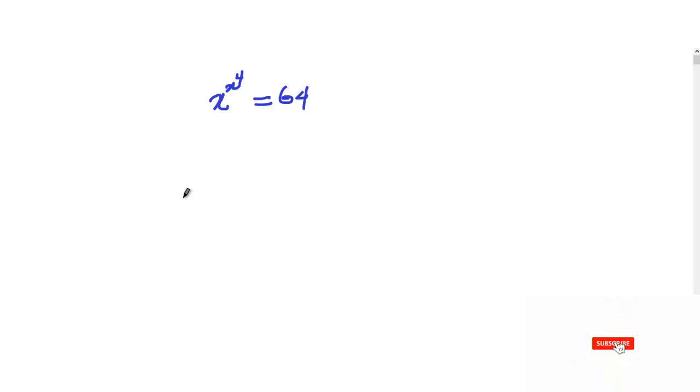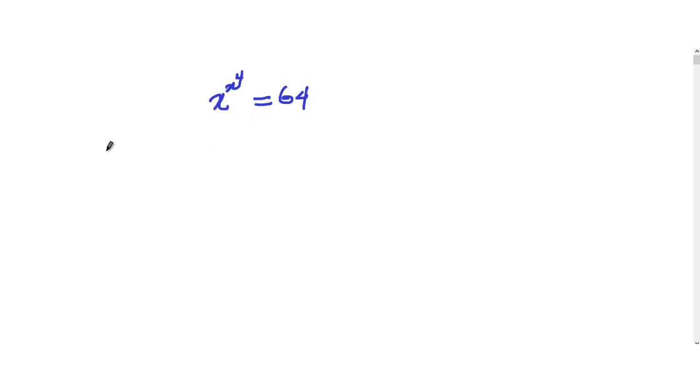So in this video, I have this Olympiad mathematics. Here we have x raised to the power x raised to the power 4 is equal to 64. Now the first thing we need to do is to look for how we can eliminate this power and make both terms on the left and right side equal.